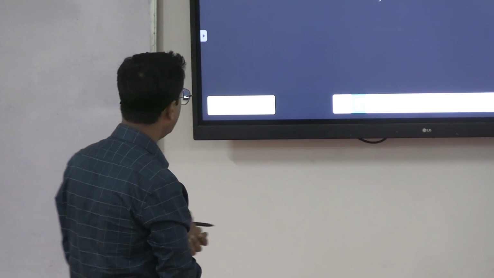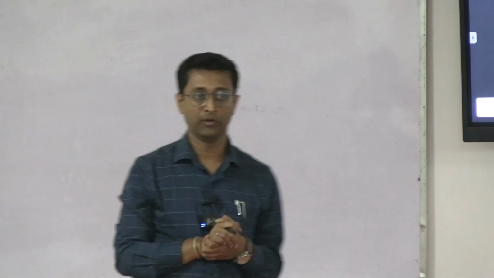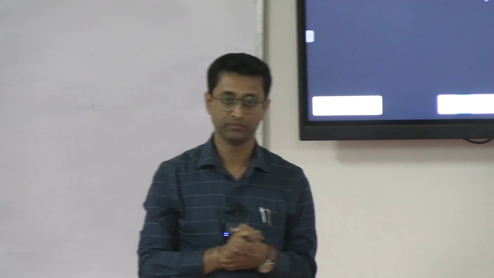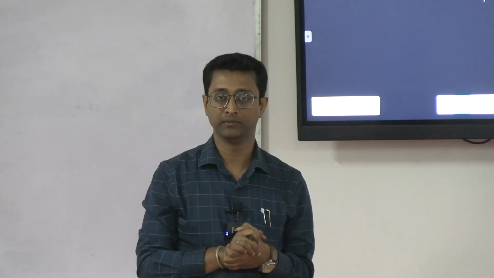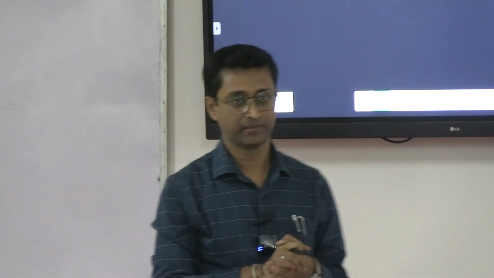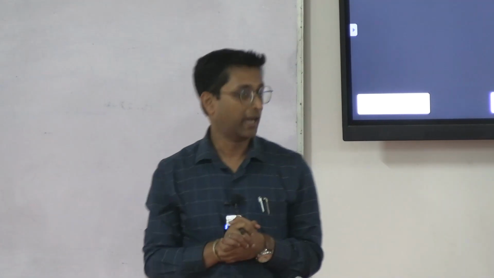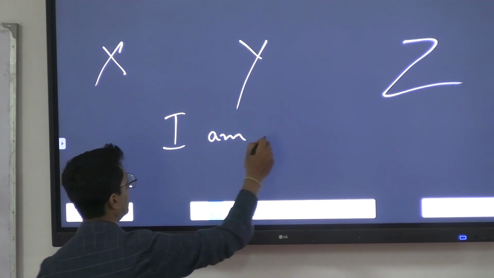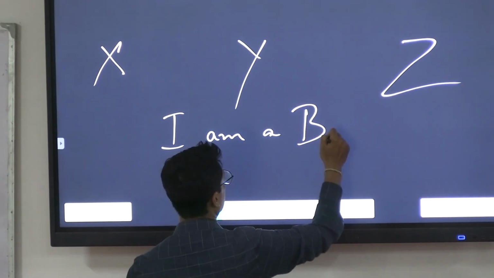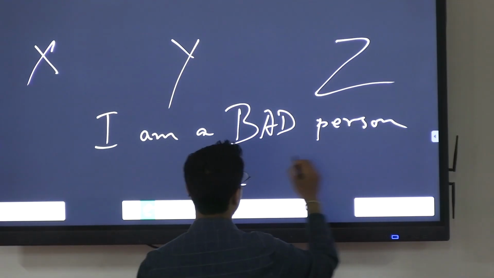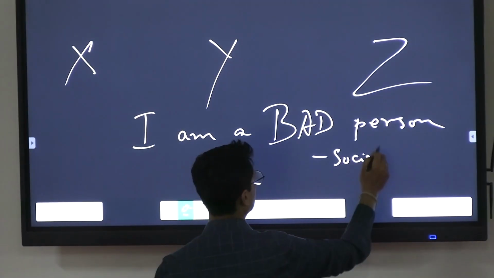In every one of these case scenarios, how are the people going to react when they come to know that they are HIV positive? What should the reaction be? Sad, anxious? Or, I have HIV, so I am a bad person. The society is going to label me as a bad person. That is social stigma.